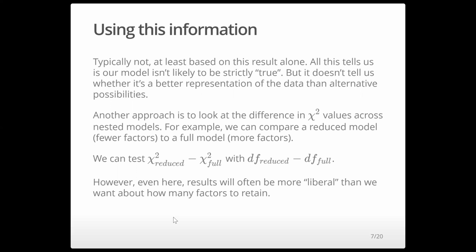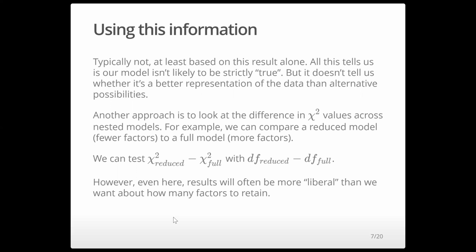And all it really tells us is that our model isn't likely to be strictly true. That this model isn't perfectly reproducing the original data. It doesn't tell us how good of a representation of the data it is, just that it's not strictly a true model. And no models are really true.